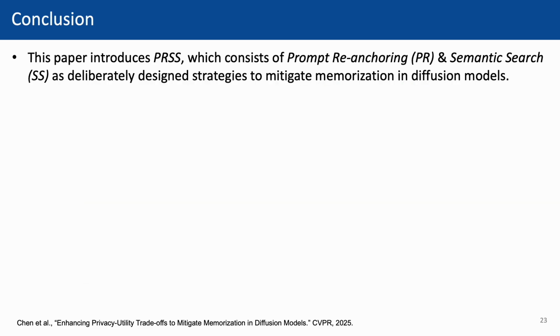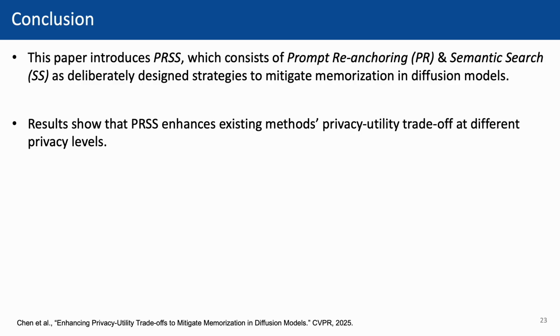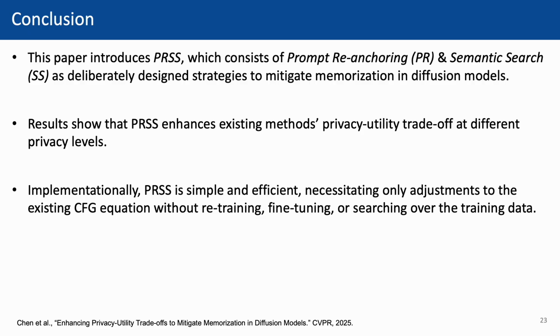To wrap up, we introduce PRSS, which consists of 2 carefully designed strategies, prompt re-anchoring and semantic search, each aimed at refining one of the 2 key terms in the classifier-free guidance framework. Together, these 2 components lead to significantly better privacy utility trade-offs in diffusion model generation, effectively addressing memorization while preserving alignment and output quality. It is also worth mentioning that PRSS is highly efficient in practice. All we need to do is adjust the two terms in the CFG equation, with no need for retraining, fine-tuning, or searching through the training set.